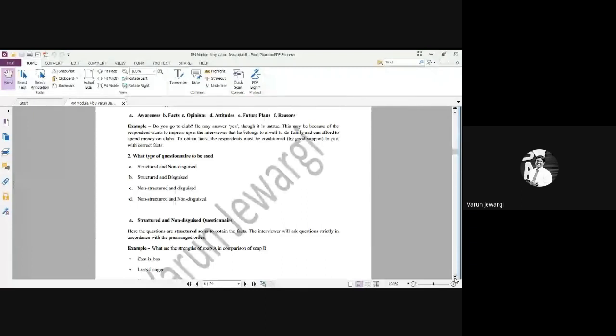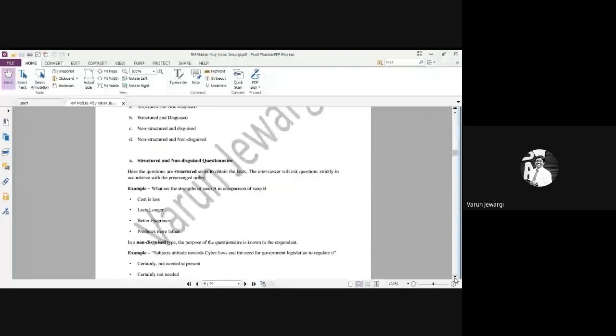Structured and non-disguised questionnaire. Here the questions are structured so as to obtain the facts. The interviewer will ask questions strictly in accordance with the pre-arranged order. Now please understand, when I say structured questions, the questions will be arranged in a very well-designed manner. It is very much structured. Let's understand how it works with the help of an example.